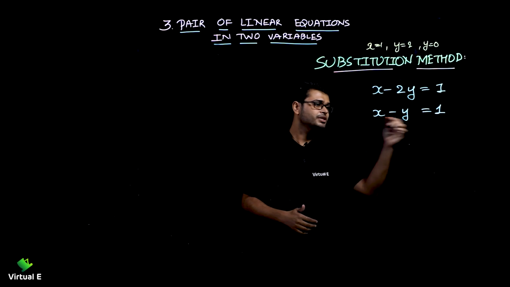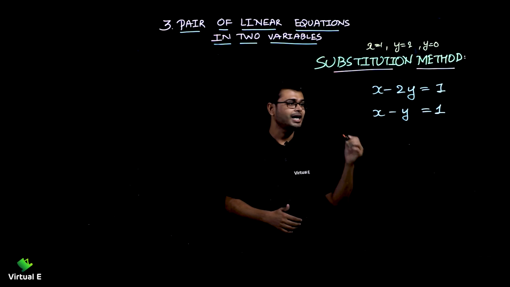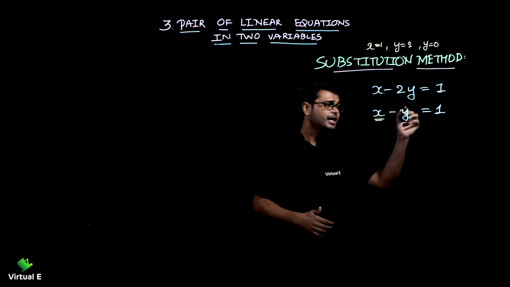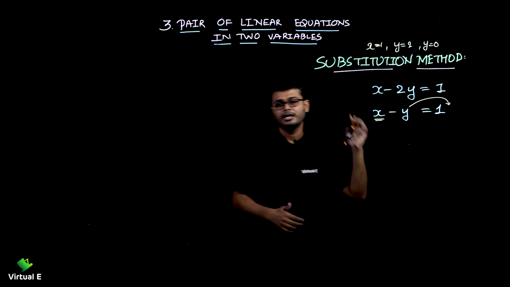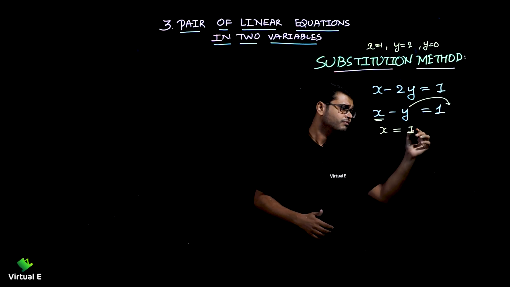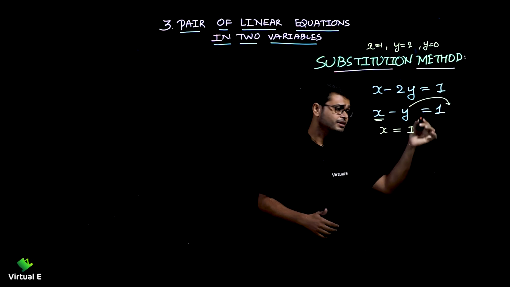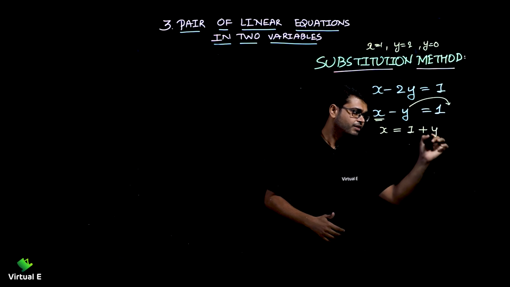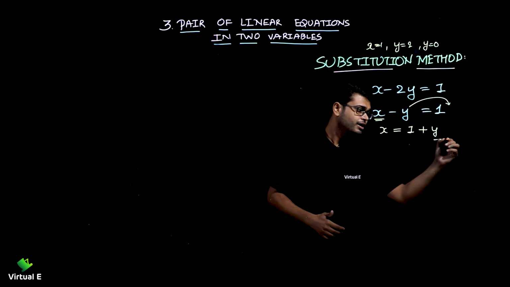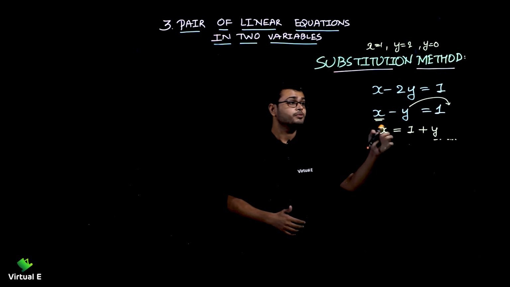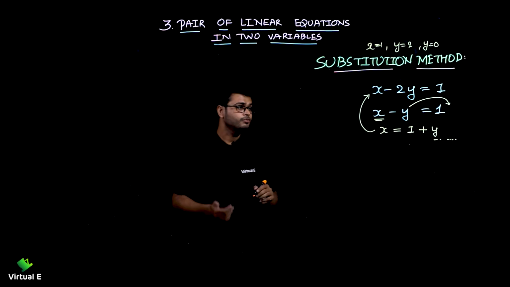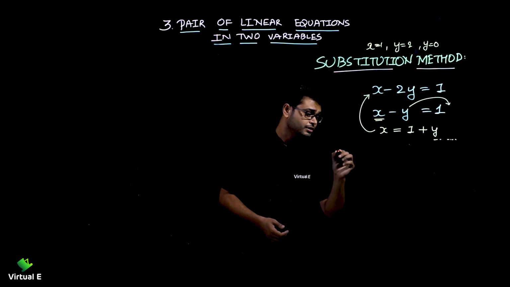So I have this equation x minus y is equal to 1. I will make x the subject. If I want to make x the subject, I need to shift y over to the right hand side. So the equation will be x is equal to 1, and the negative y will become plus y. x is equal to 1 plus y. I have this equation. Now I am going to substitute this into our first equation. So let's see what we get in that case. Let me write one more time.